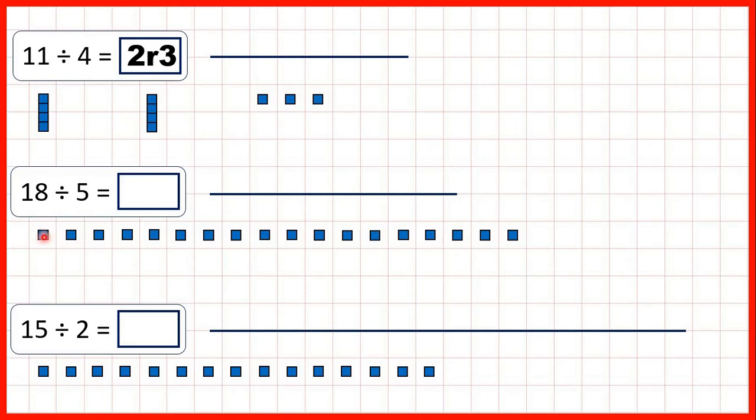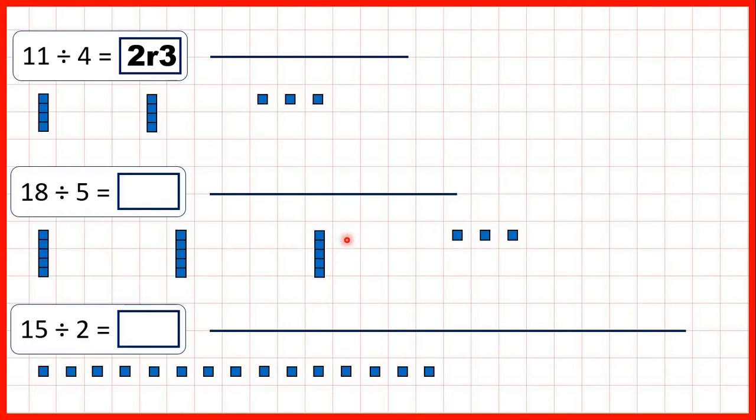Now we have 18 divided by 5, so let's make groups of 5 from these 18 blocks. We can make 1, 2, 3 groups of 5, but we can't make another group of 5 because we only have 3 blocks. So we've made 3 groups of 5, but then we have 3 blocks that we can't share out. So our answer is 3 remainder 3.